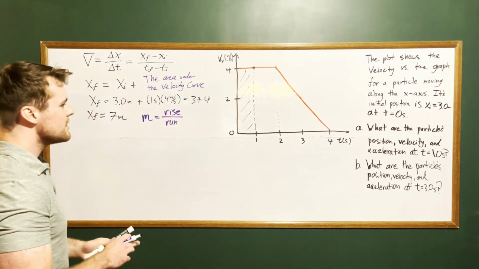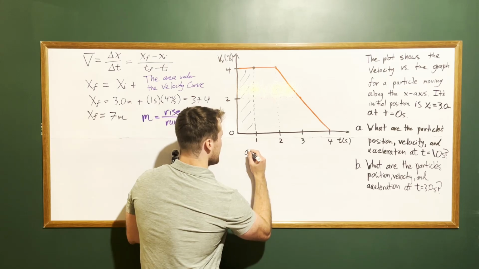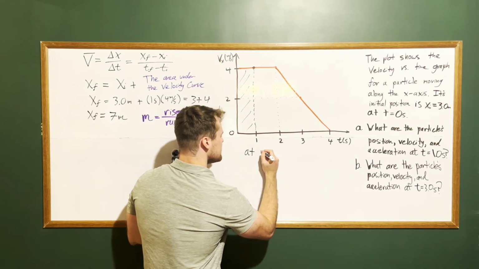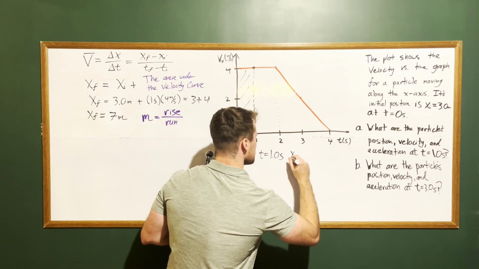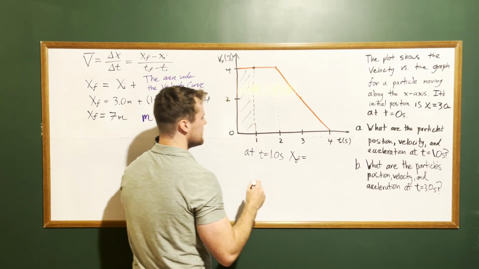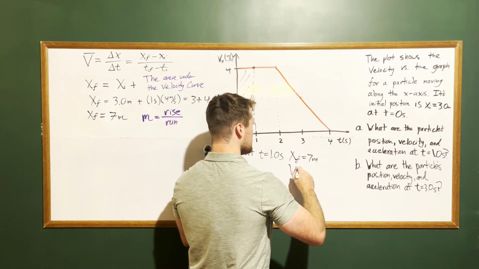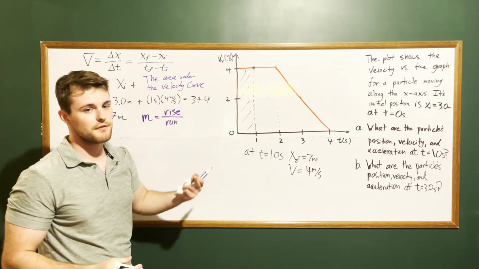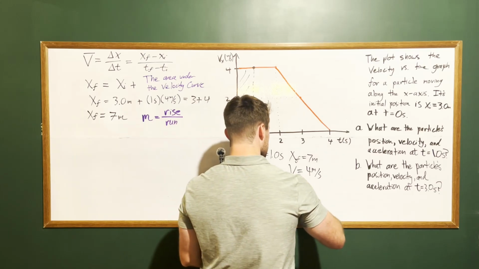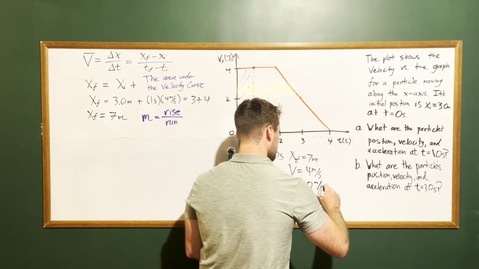So just writing our answers over here, we get at t equals 1.0 seconds, x sub f, which is our position, is equal to 7 meters. v, which equals 4 meters per second. It's literally just reading it off the plot here. And of course, acceleration equals 0 meters per second squared.